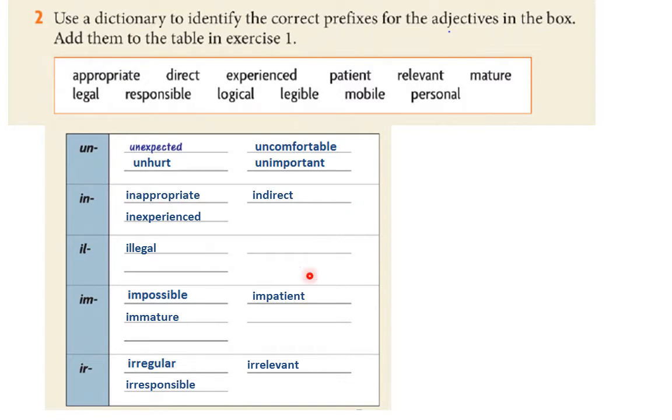Responsible, irresponsible. Logical. Logical started with L: illogical. Legible started with L: illegible. Mobile. Mobile started with M: immobile. Personal started with P: impersonal.